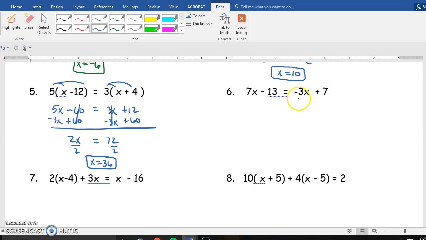Okay, now the next one, I have to make sure I'm adding 3x here. Add 3x, add 13, add 13. Perform the operations vertically correctly. 7x plus 3x is 10x equals 7 plus 13 is 20. Divide by 10, x is equal to 2.